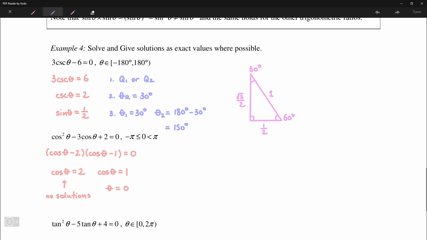Just really quickly as well, just a quick aside, recall that cosine theta is equal to adjacent over hypotenuse. And on the triangle, or even if we have x over r, the adjacent side cannot be longer than the hypotenuse, so it's never going to be equal to 2, so this is not possible. And that's why for this part, we just said there's no solutions there.